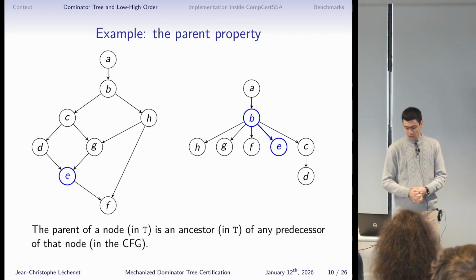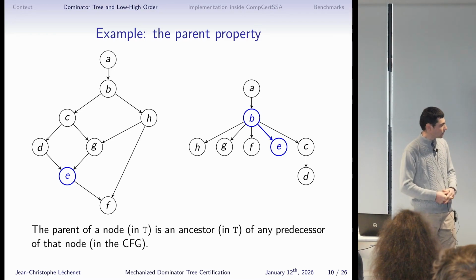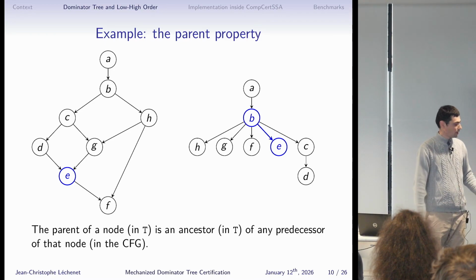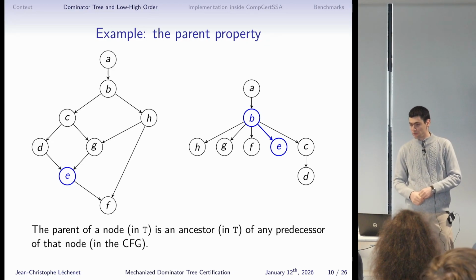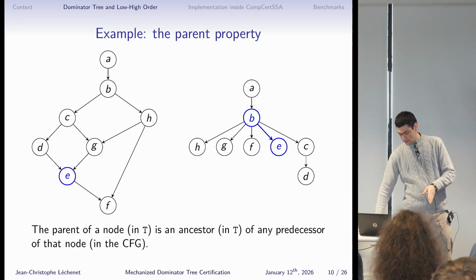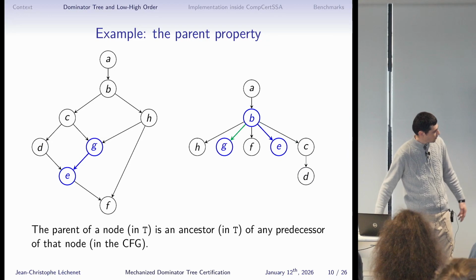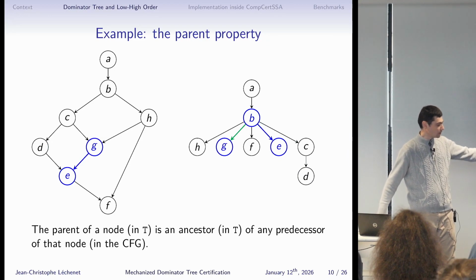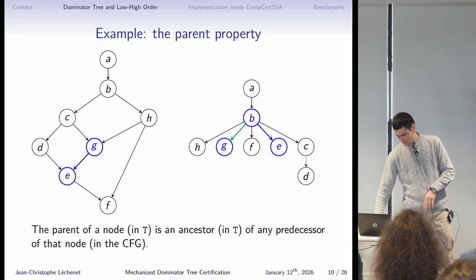So just to illustrate this definition, if we take our example and consider node E, its parent in the dominator tree is B, and we can check that it's indeed an ancestor of the two predecessors of E, which are D and G. So at least for the case of E the definition applies, but actually it applies for the whole tree.